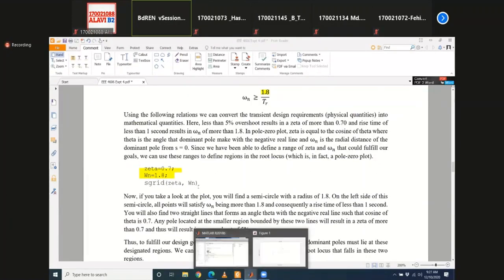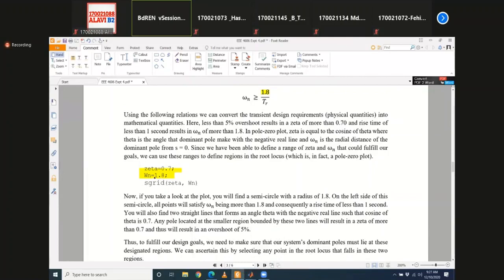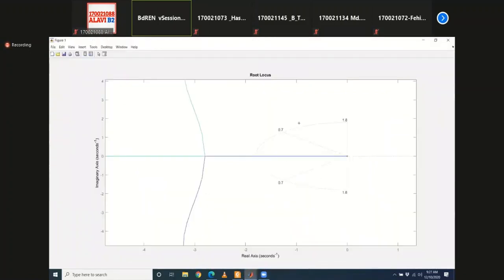So, okay, let's look at the bottom condition first. Omega n should be greater than 1.8. So where should we select this point? Omega n greater than 1.8. Outside the semicircle, easily, because the semicircle represents 1.8. So we want greater than 1.8, so outside the semicircle.